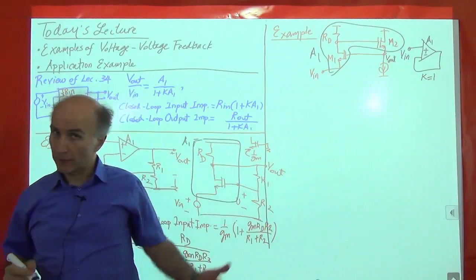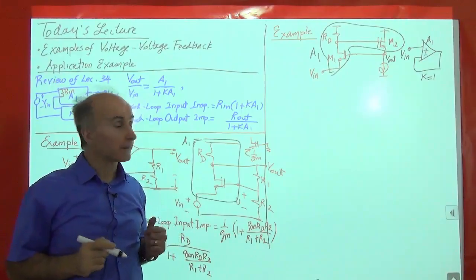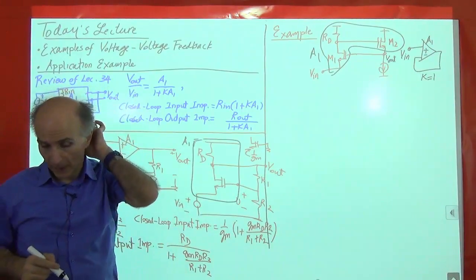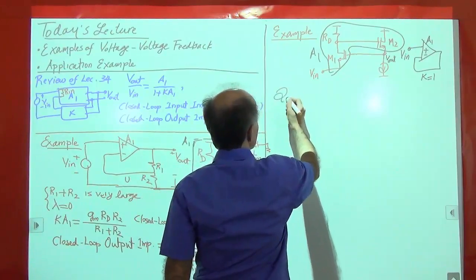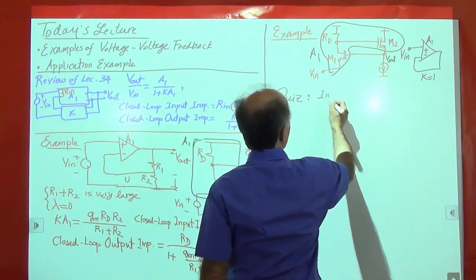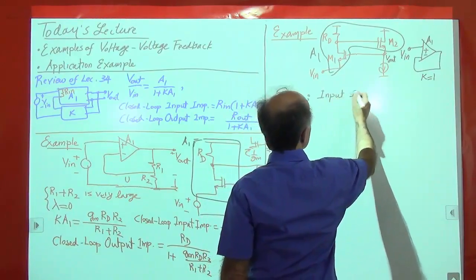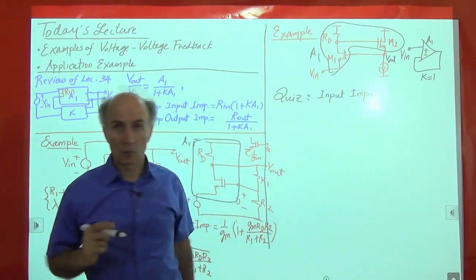So that's fine. We should be able to handle that. K is 1. That's fine, right? We should be able to handle that. Okay, so as a quiz, I want you to find the input impedance. By that, I mean the closed loop input impedance. I'll give you 1 minute to think about it.